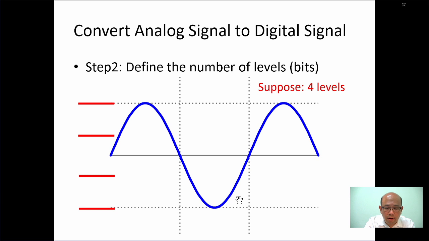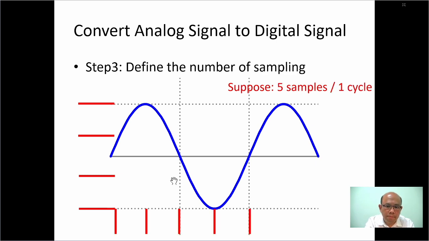So here, I suppose only 4 levels. Only 4 levels. Here the levels we divided in the amplitude. Here this is level 1, 2, 3, 4. 4 levels. The width of each box is equal.